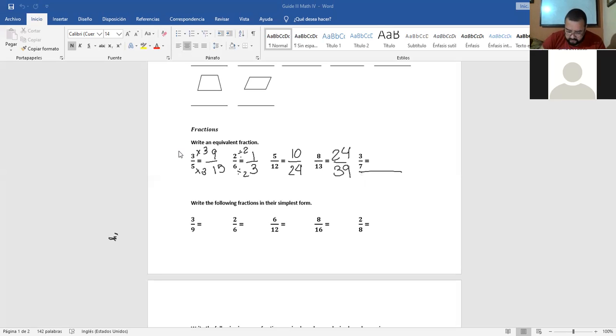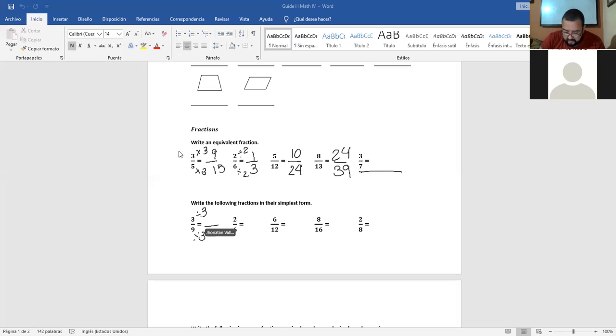We are going to continue with some exercises, with this part. Okay, here it says, write the following fractions in their simplest form. When we do the simplest form, we're going to divide both the numerator and the denominator by the same number. The first example, as you can see, 3 and 9, both numbers can be divided by 3.